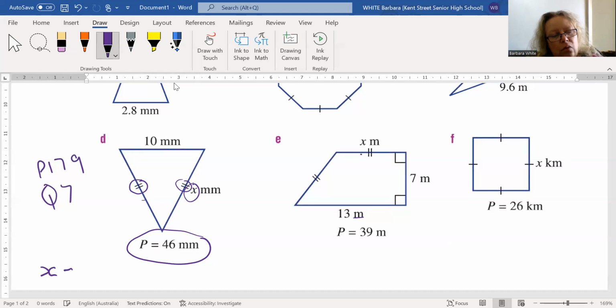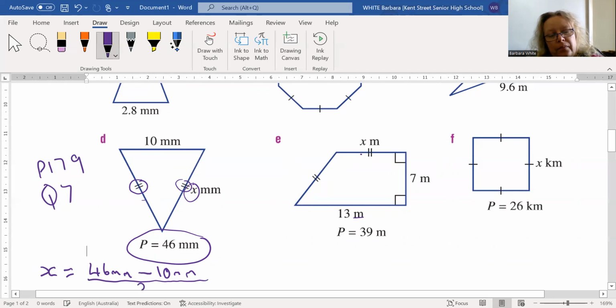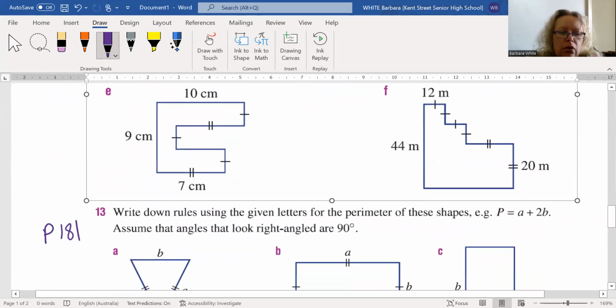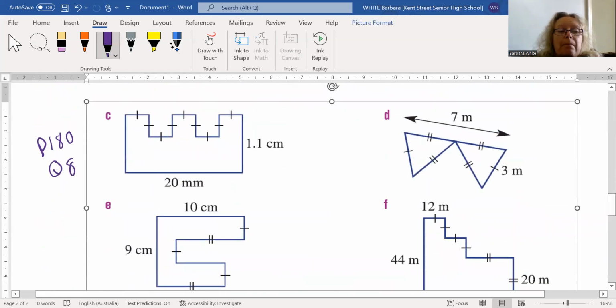X equals, starting at 46, taking away 10 millimeters, which is leaving us with 36. And then what's left, the 36, is going to be divided by 2, which is going to equal 18 millimeters. Always put your units in, always. Moving on, couple more, 2 more examples.